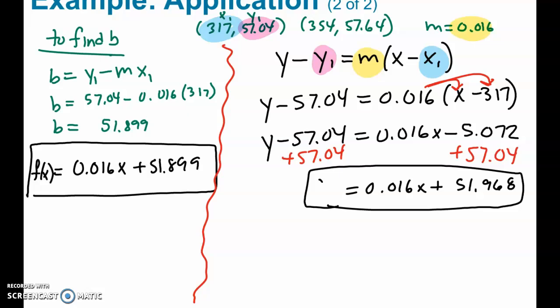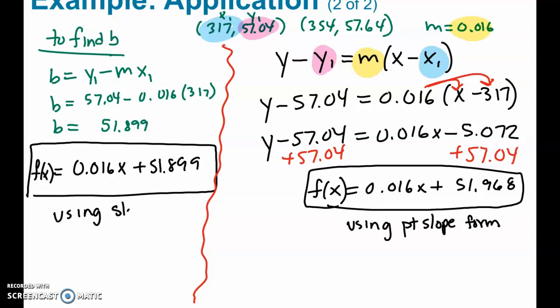And again, I'm going to put f of x. So this is using the point slope form. And this was using the slope intercept. And probably if I use the 0.016, you'd see that these numbers are even closer together than they are here.